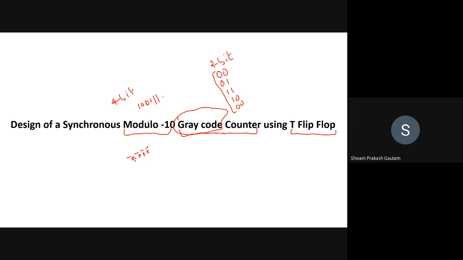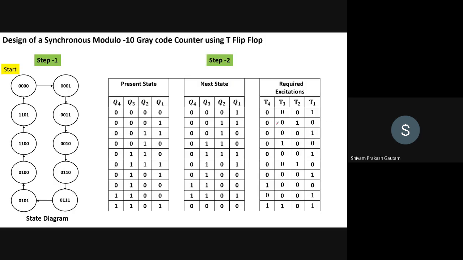Why 4-bit? Because we have to represent 10 different states. And when it is in the 10th, distinct state, we have to make sure that it again goes to 0. And the choice of flip-flop is also provided to us, that is, we have to make use of the T flip-flop. So first, see this step.